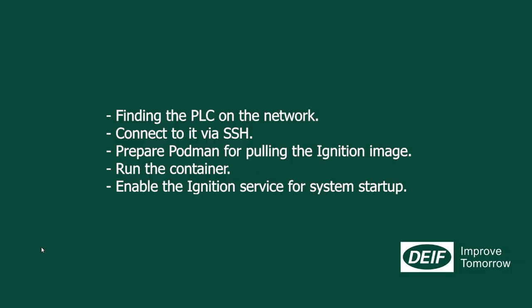Welcome. In this tutorial, we'll go step by step to install Ignition inside a Podman container on a DEIF iE50 PLC, and configure it so it automatically starts whenever the PLC powers on. We'll begin by finding the PLC on the network, connect to it via SSH, prepare Podman for pulling the Ignition image, run the container, and finally enable the Ignition service for system startup.